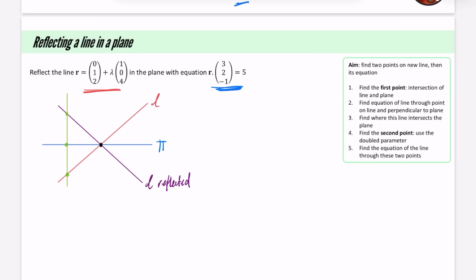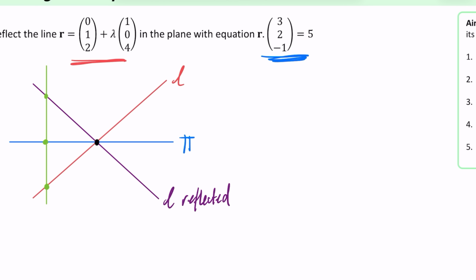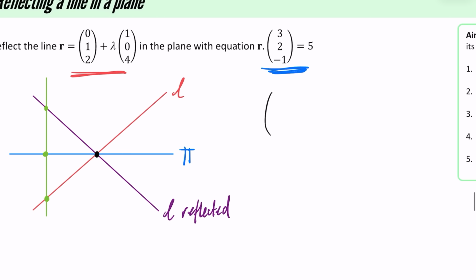So I'm going to begin by finding the black point. So I'll do the working out for this in the black point. That means I'm going to take this line and put it into the plane to find out where it intersects. The line is 0. I'm looking at this one here and I'm just going to combine that as one single vector. It's just lambda, 1, and 2 plus 4 lambda. I'm going to put that into the plane. So that's with the 3, 2, minus 1 being equal to 5.